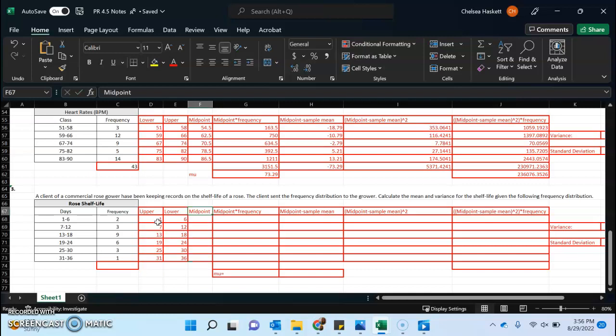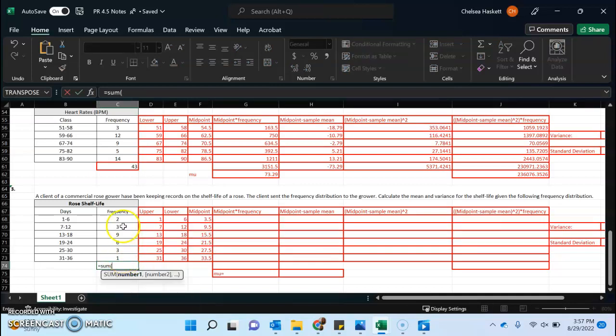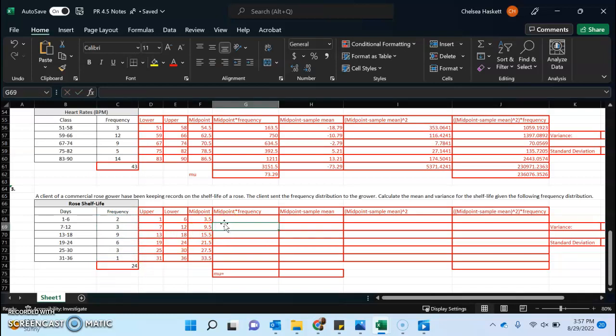Okay, so midpoint, we're going to do upper plus the lower. Oh, make sure we put parentheses. Upper plus the lower divided by 2. And let's go ahead and just scroll that down, make it fast. Let's make the sum of the frequencies to figure out how many people we actually gathered data from. Okay, midpoint times frequency, so equals the midpoint times your frequency.